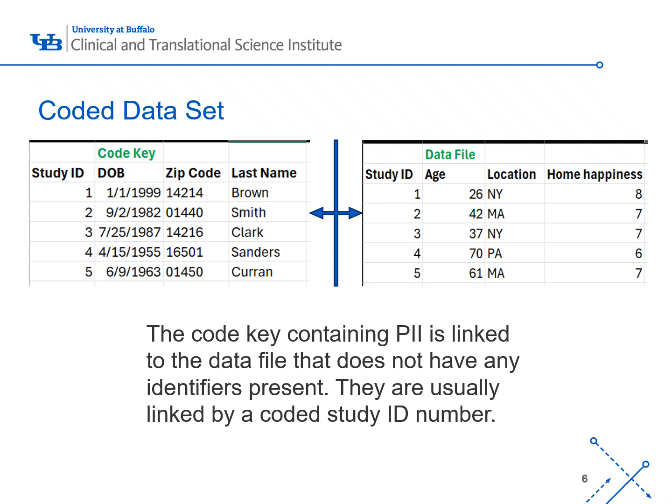The code number links the 2 data sets together, and the data set on the right side should not have any identifiers in it most of the time whenever you are storing these types of data sets. We'll talk a little bit more about data security in an upcoming slide.